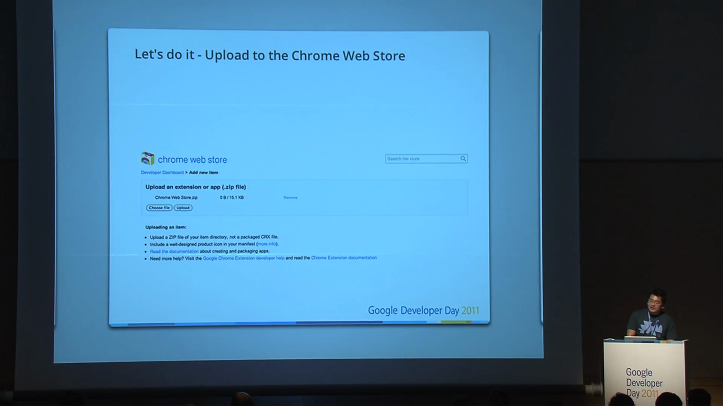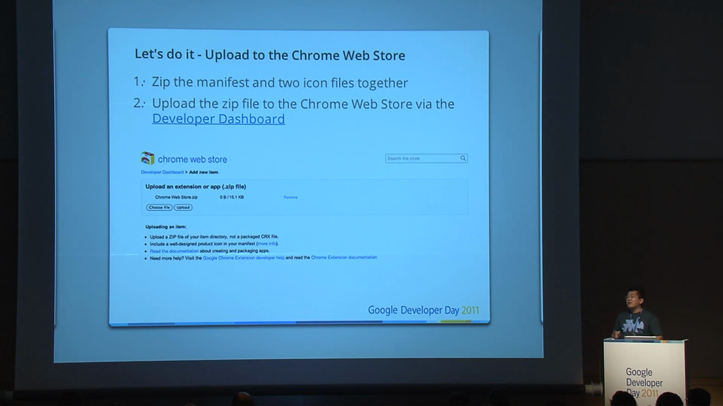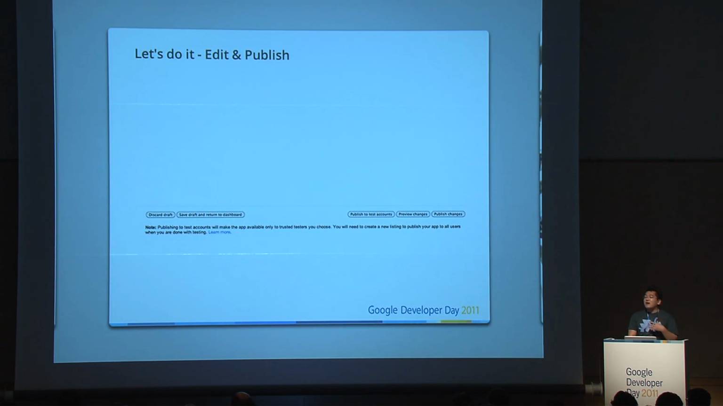Once we've done that, the next step is to take these files and upload them to Chrome Web Store. So first, you need to zip the manifest and the icon files together. Once you've done that, there are only 2 steps in this process. It's quite simple. You simply log into your developer dashboard in Chrome Web Store and upload your zip file. So now you've defined the application. You can take that optional data and include it within the application profile.